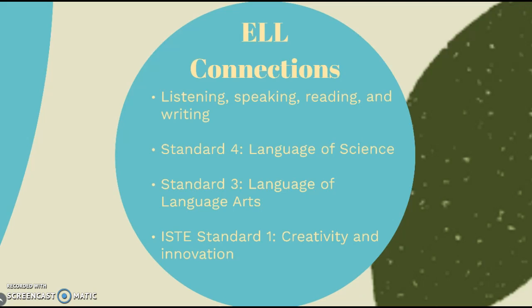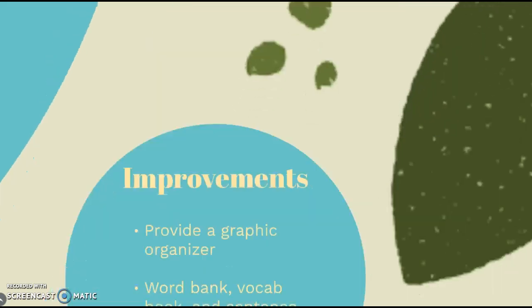For ELL connections, this is covering listening, speaking, reading, and writing, since the students can listen to each other's story, they're speaking the story aloud, they can read each other's story silently if they want to, and they're writing their own story. It covers Standard 4, Language of Science, because my book was about plants, and it covers Standard 3, Language of Language Arts, because it's writing and reading. And for the technology standard, I said that it was covering creativity and innovation because it's a very creative thing that the students get to do.